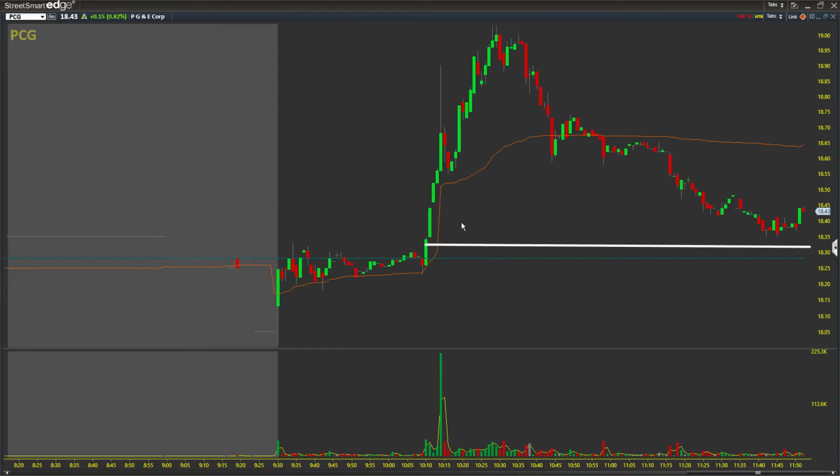Watch, I'm telling you guys. Keep an eye on it in this area. It'll most likely probably run right back up to the VWAP.